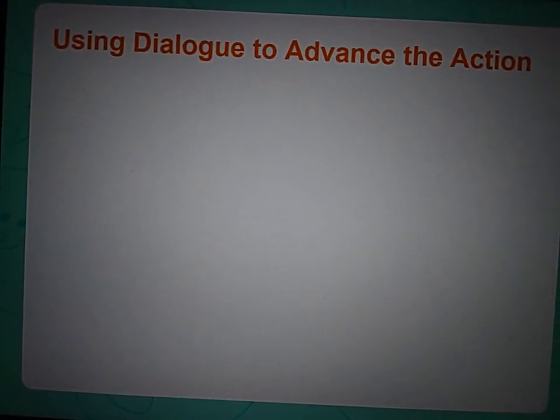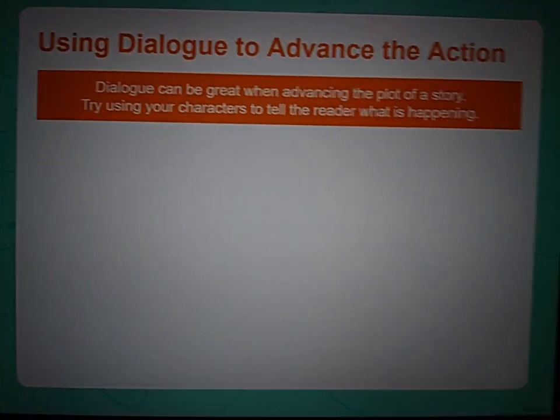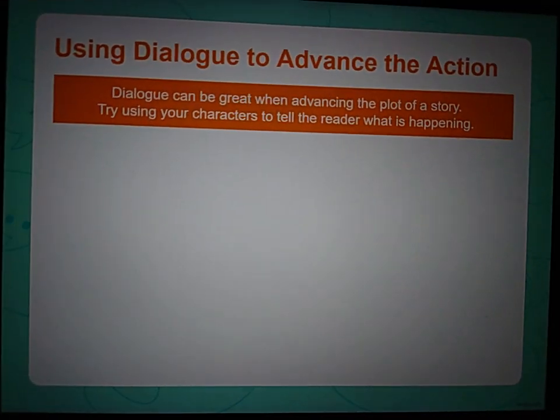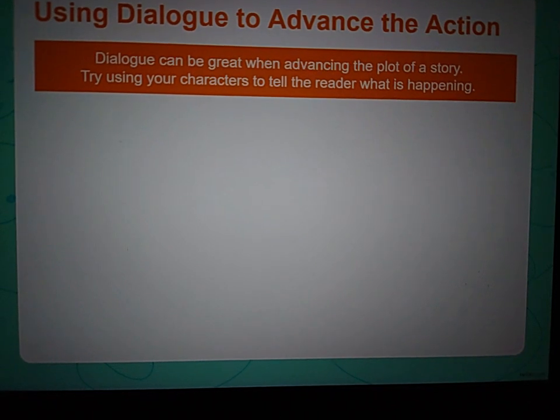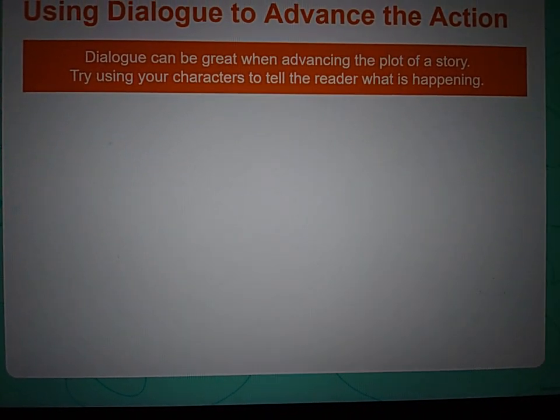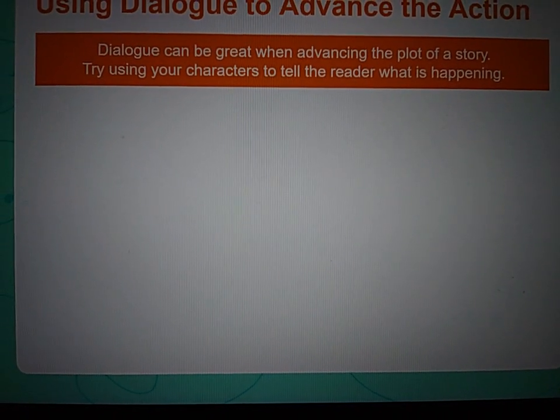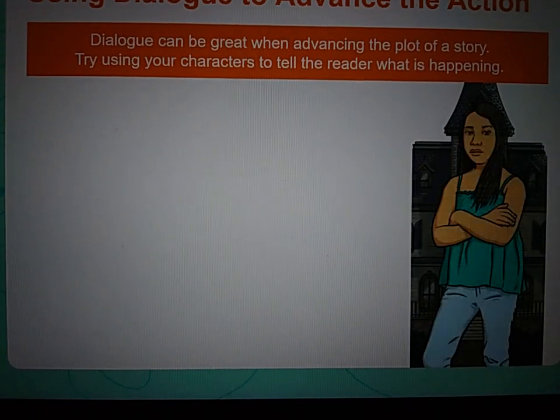So how do we use that to advance the action? What that means is how do we progress with our story rather than saying, "Then he ran away into the forest and he saw a ghost." How can we tell that, but using speech, using 2 people talking? Sometimes it makes your story really interesting if we're suggesting what's happening in the storyline through the conversation of 2 people. Dialogue can be great when advancing the plot of a story. Try using your characters to tell the reader what is happening.